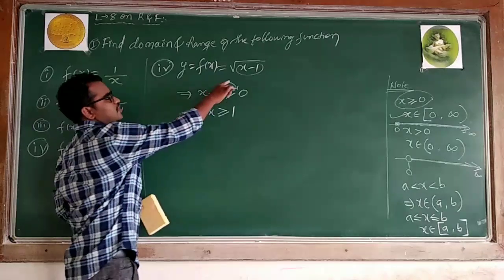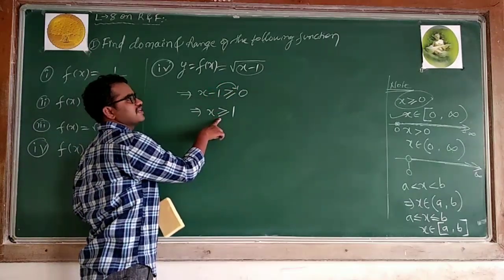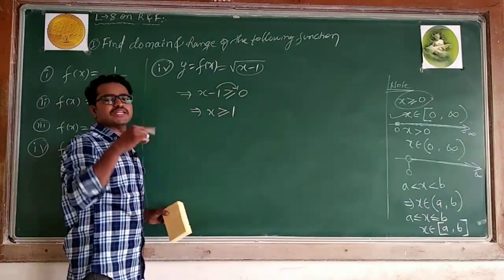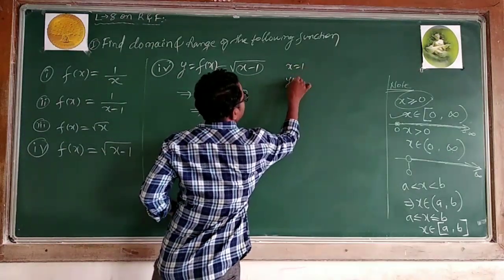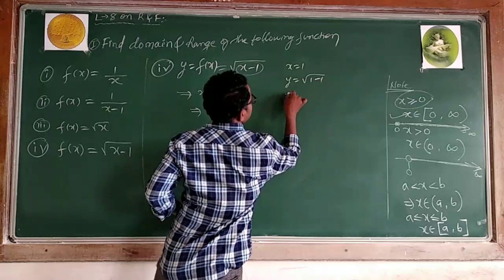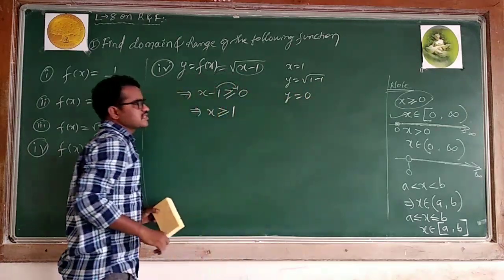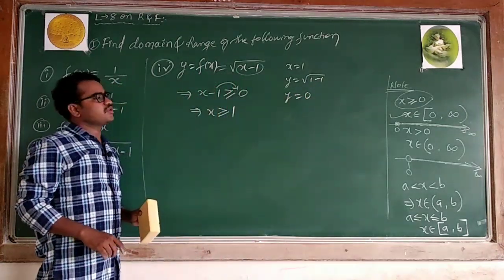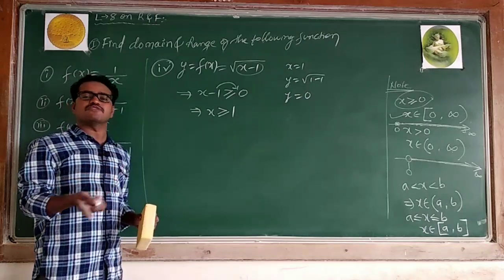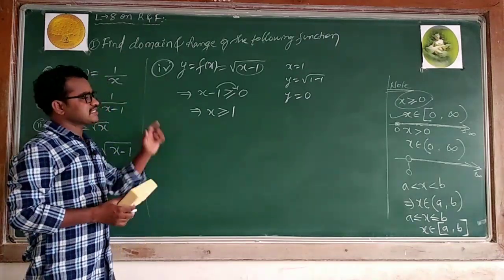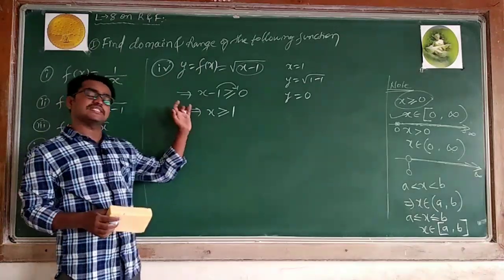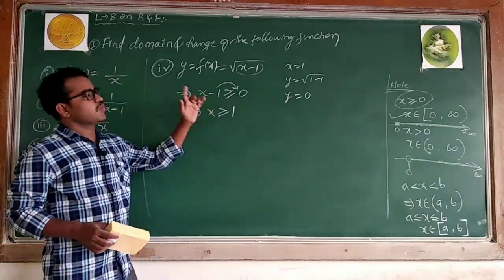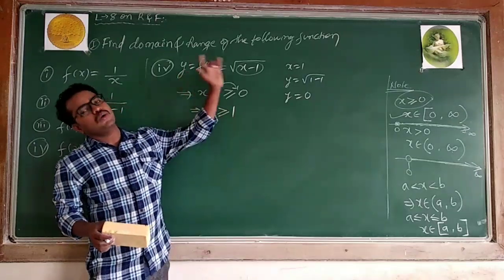x is greater than or equal to 1, meaning I can take the minimum value x as 1. 1 minus 1 you will get 0. When you take x value as 1, the y value is root of 1 minus 1, so you get y value 0. The y value starts from 0 when x is 1. So from x equal to 1 onwards, y is 0 onwards.